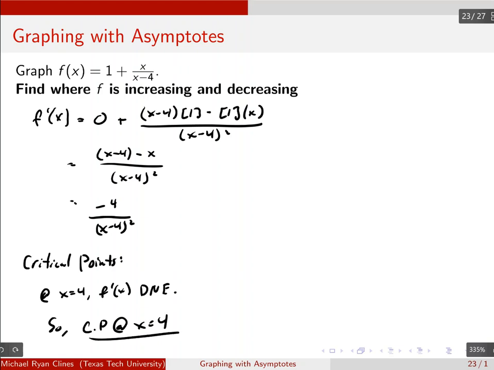Now we have a critical point. Why do we want the critical points? Because when we have all the critical points in our hand, we can determine where f is increasing or decreasing. Because the critical points are the only place where the function is not increasing nor decreasing. So let's build our little number line now. We only have one point to worry about, and that's at x is equal to 4.